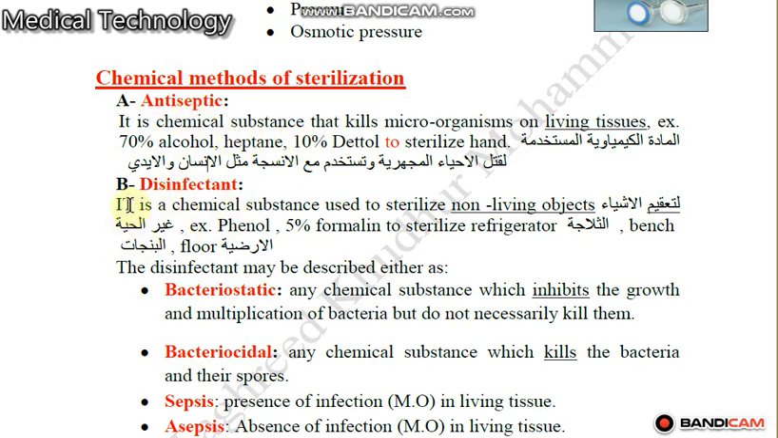Disinfectant. It's a chemical substance used to sterilize non-living things or objects. For example, phenol, formalin, formaldehyde. It's used to sterilize your refrigerator, bench, floor, etc.